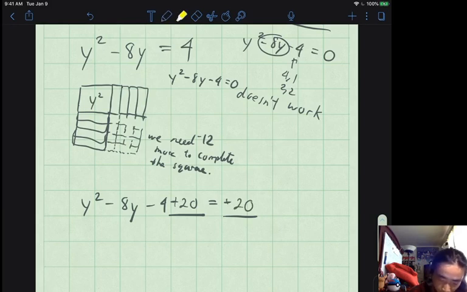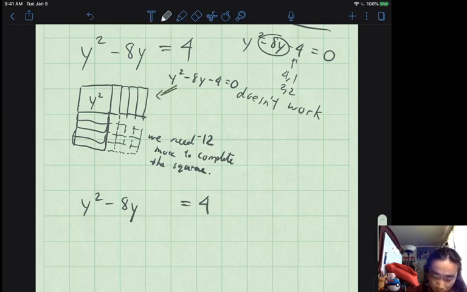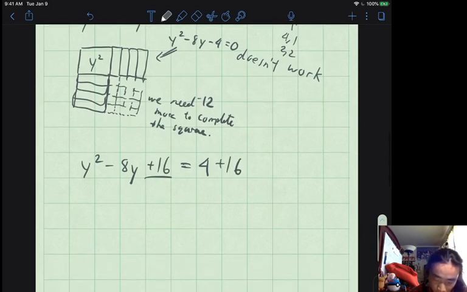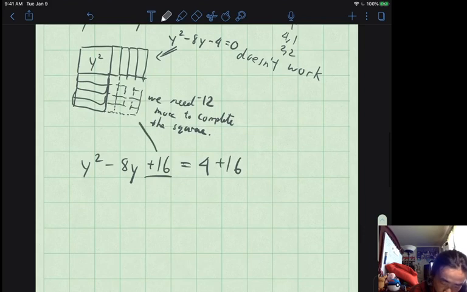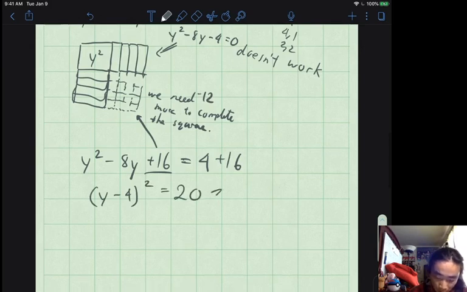That's confusing. Why don't I write it this way? From here, right? Without moving it. This was for the purposes of the picture. From here, we add on 16 and 16. That's from this part. y minus 4 squared equals 20. Getting here is the first step.